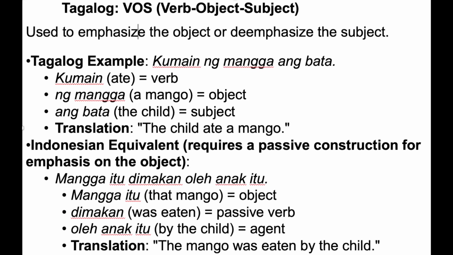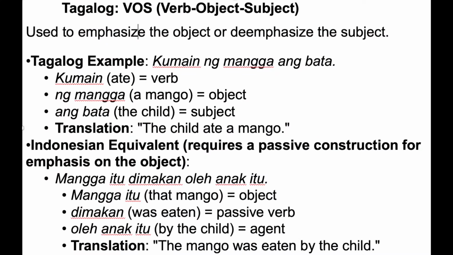In Tagalog, VOS is used to emphasize the object and de-emphasize the subject. For example, Kumain ng mangga ang bata. So we have the verb, kumain, mangga, the object, and bata, the subject. The Indonesian equivalent requires a passive construction for emphasis on the object. Mangga itu dimakan oleh anak itu, where dimakan is a passive verb, and oleh anak itu is by the child, the agent. The mango was eaten by the child.